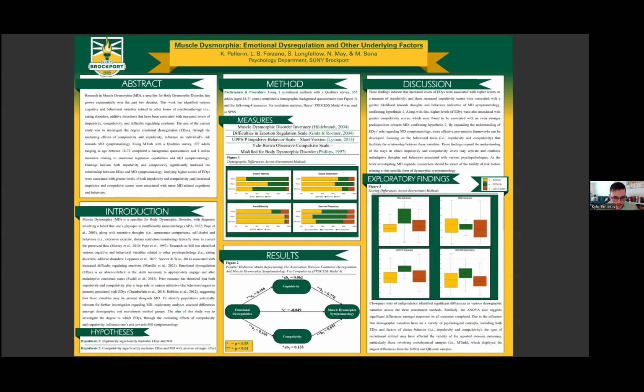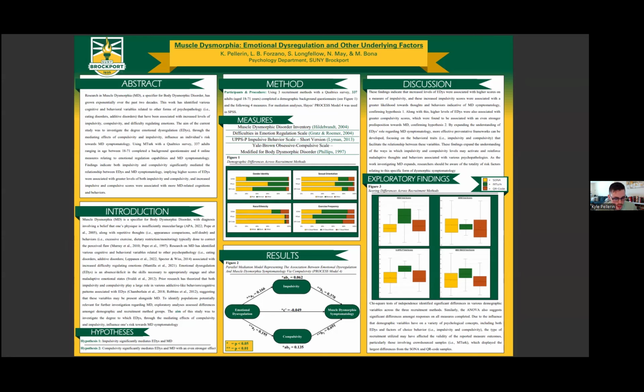Overall, we had 337 adults between the ages of 18 and 71 that completed a demographic background questionnaire and four measures. First, we had the muscle dysmorphic disorder inventory, which measured the dysmorphic symptoms. The difficulties in emotional regulation scale assessed difficulties with emotional regulation. And then we had the short version of the UPPS-P, which measured participants' impulsivity levels. And then the Yale-Brown obsessive-compulsive scale, modified for body dysmorphic disorder, acted as our measure of compulsivity.